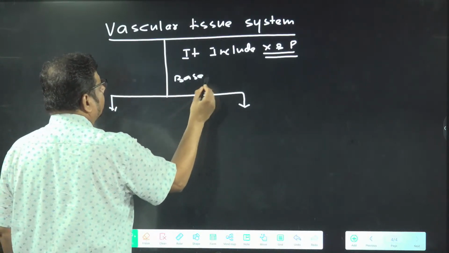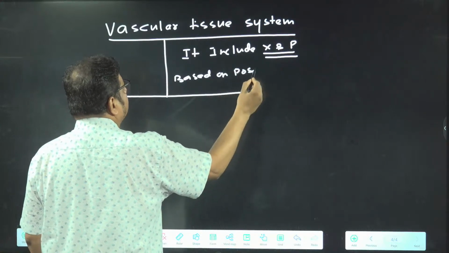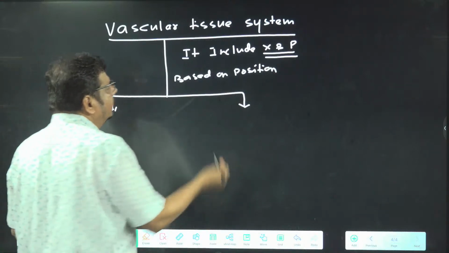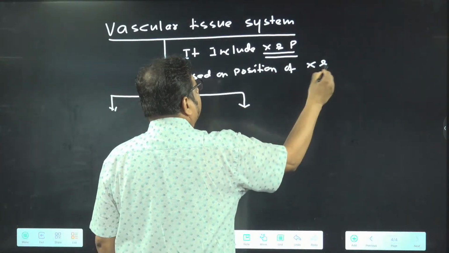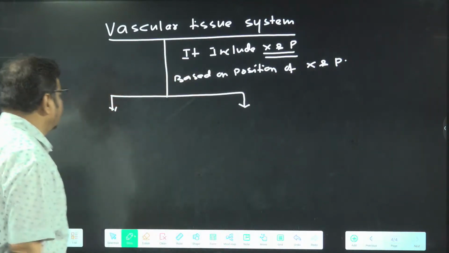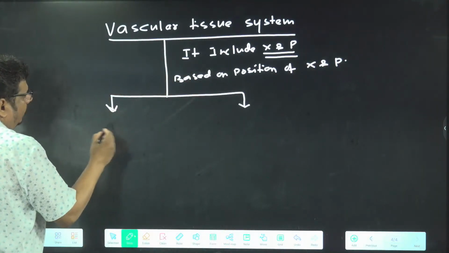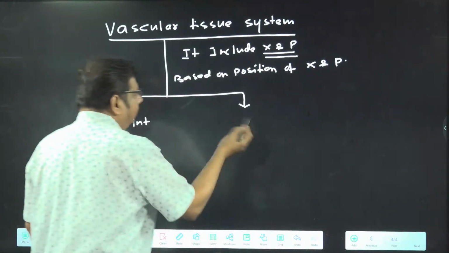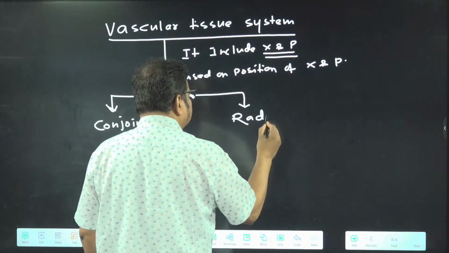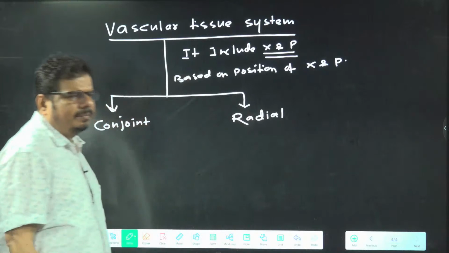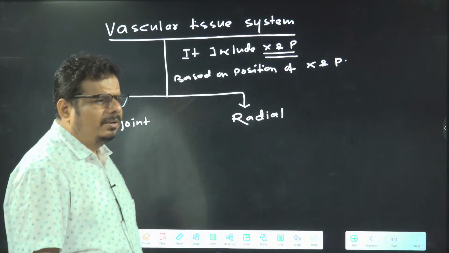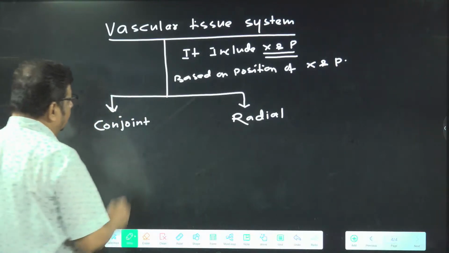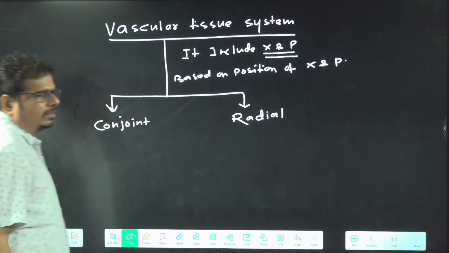Based on the position of xylem and phloem, it is three types, but NCERT wrote two types, so we are dealing with two types only. One is called conjoint and another is called radial. There is also one more type, concentric, but I am not writing it here because it is not in the periphery of the NCERT. NCERT did not write about it. So conjoint and radial types of vascular tissue system.